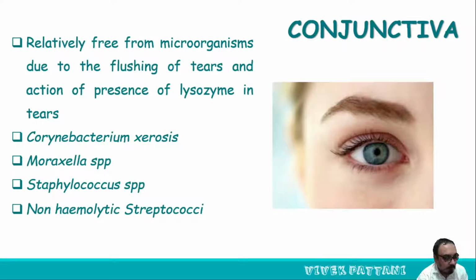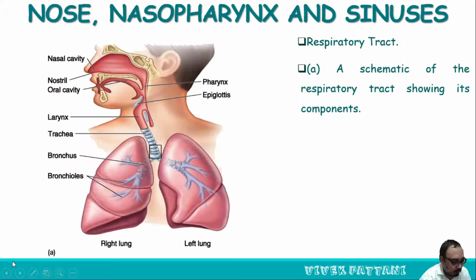Okay, so the watery material inside of the eyeball is called vitreous humor. Unlike the conjunctiva, it is protected from environmental contact and is always sterile. Okay, the eyeball is always sterile. Now some of the examples of eye flora are Corynebacterium, Moraxella, Staphylococcus.